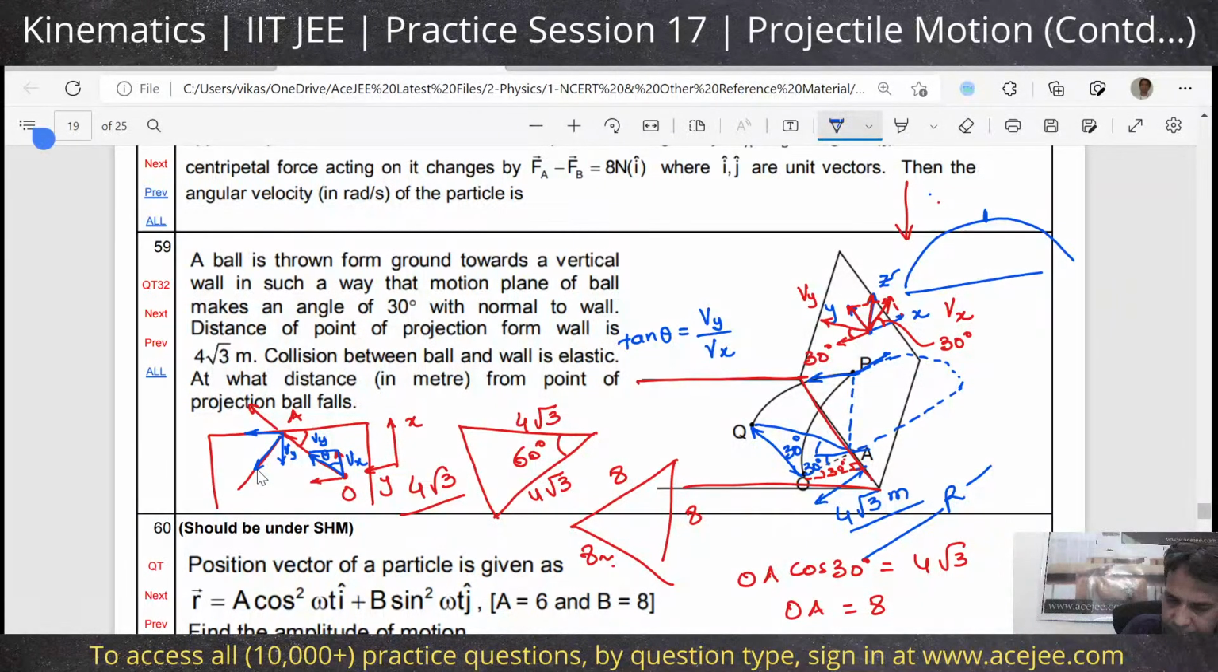So what is the angle? This angle, let's call it alpha. So once again, tangent alpha is, sorry, I've used, so this angle is theta. That's correct. This is theta, this is alpha. So what is tan alpha? Tan alpha is Vx by Vy, which is the same as, where have I switched the angles? So tangent alpha is Vx by Vy.